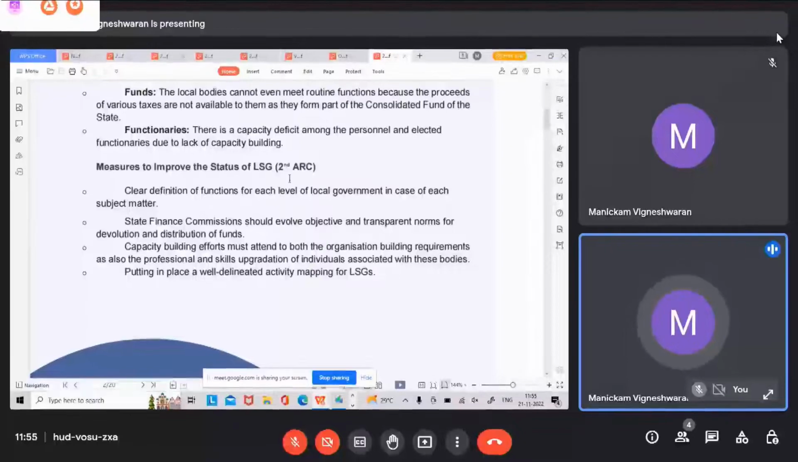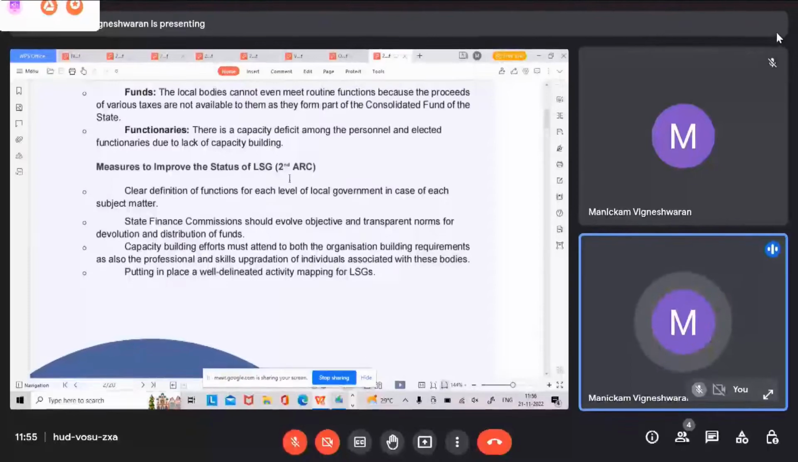First one is clear definition of the functions for each level of local government in case of each subject matter. We know that local self-government is mentioned in the 11th Schedule and the 12th Schedule of the Indian Constitution. The 11th Schedule deals with rural government and the 12th Schedule deals with urban government. The 11th Schedule has 28 subjects. The 12th Schedule has 18 subjects.